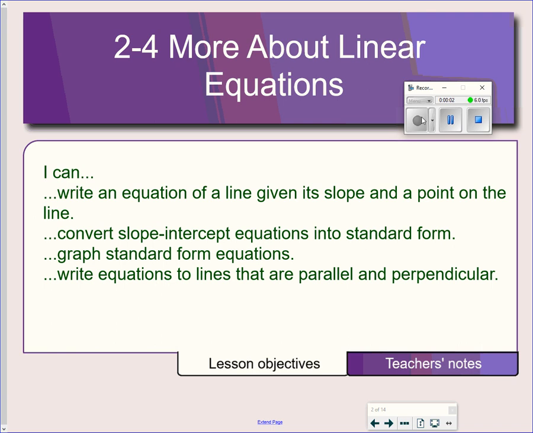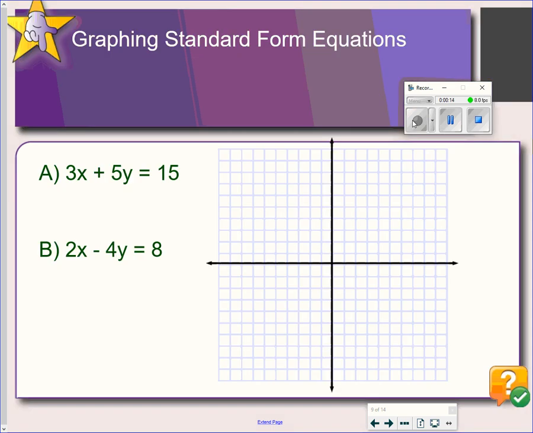This is lesson 2-4, part 2. In this lesson, we'll learn how to graph a standard form equation, and we'll learn how to write equations to lines that are parallel and perpendicular. In lesson 2-3, we took our standard form equation and turned it into slope-intercept form and graphed it from slope-intercept form. This time we're going to graph directly from standard form.